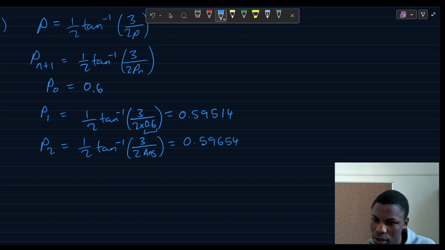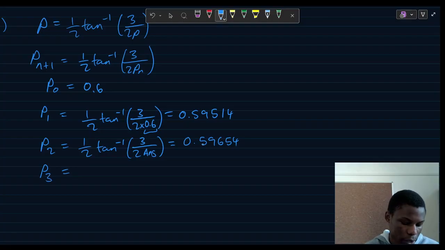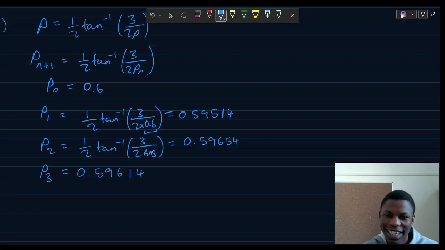We want our answer to be to 3 decimal places. Okay, so we're not quite there. Don't change anything on your calculator, simply press equals. You get 0.59614, and we're quite close. It hasn't converged yet. Very close. Press equals again.